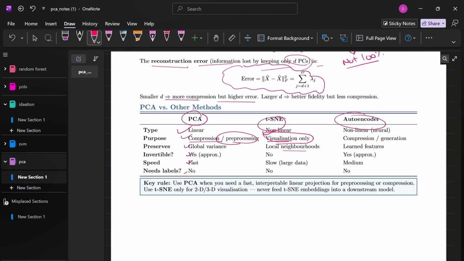Third are the autoencoders. Autoencoders are neural network based. They capture very complex non-linear patterns, but they need more and more data. So the simple rule is that PCA comes first, take it as your starting point. Okay.